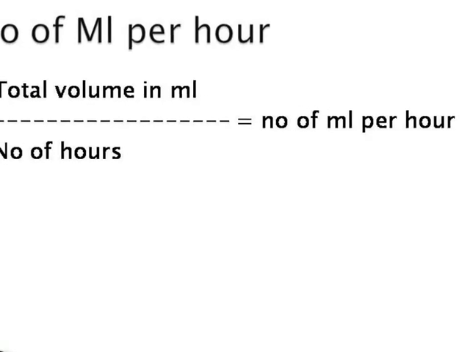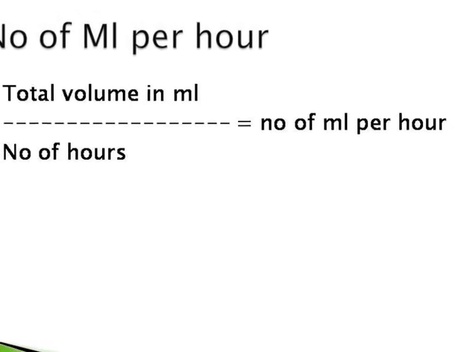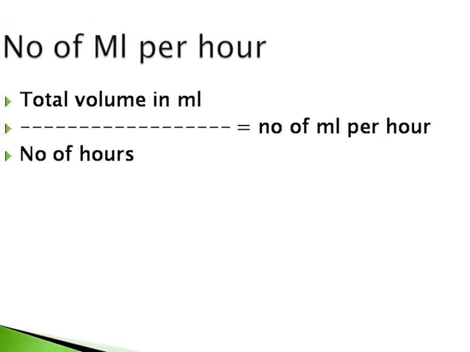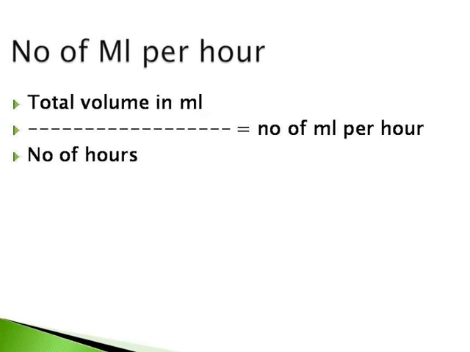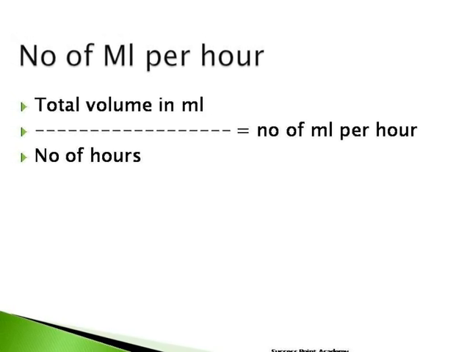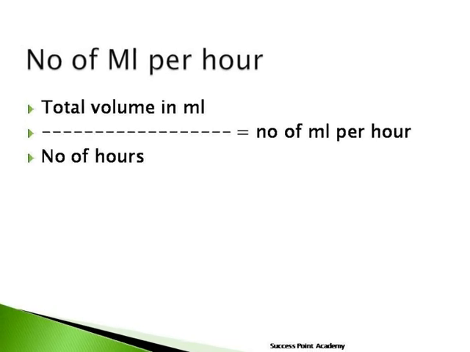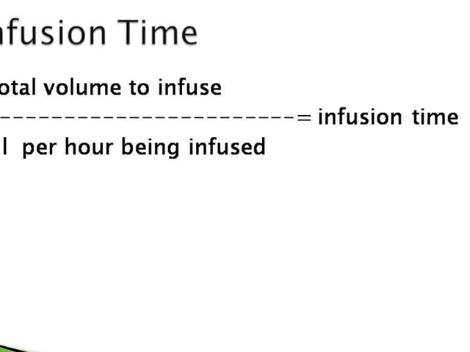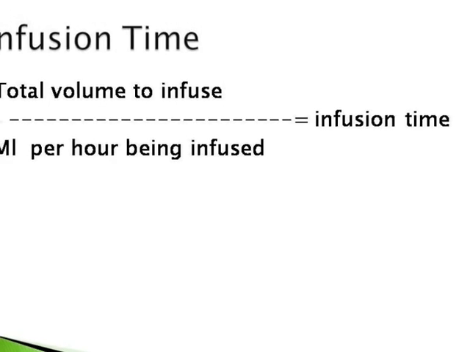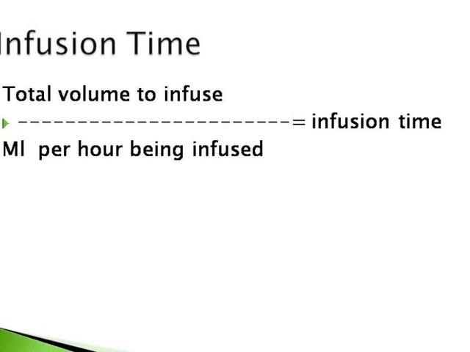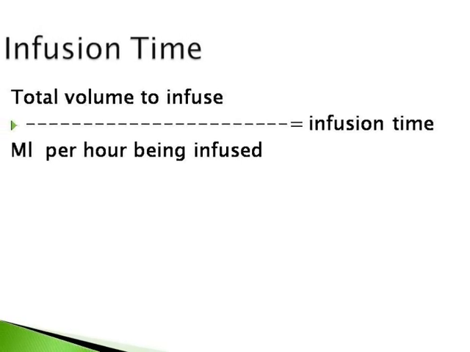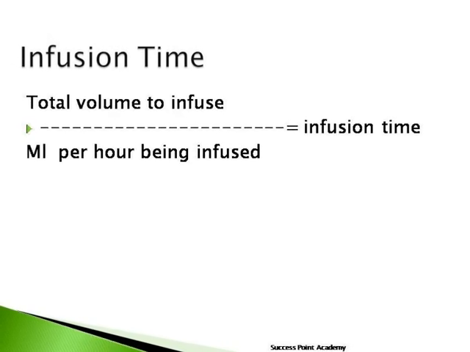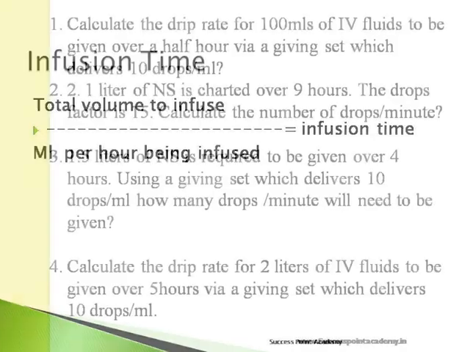Next is how to calculate ml per hour. Here it is the total volume in ml divided by the number of hours. No need to convert hours into minutes, so you can directly divide the amount of fluid in ml by the number of hours. And next is infusion time. For calculating the infusion time, total volume to infuse divided by ml per hour. The ml per hour we have already seen in the previous slide, so directly you can divide to get the infusion time.